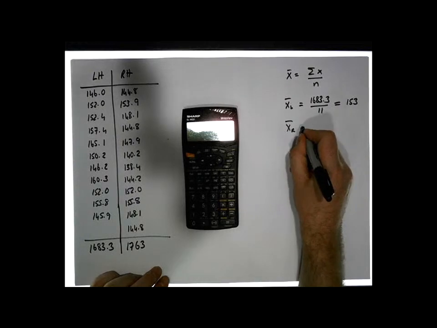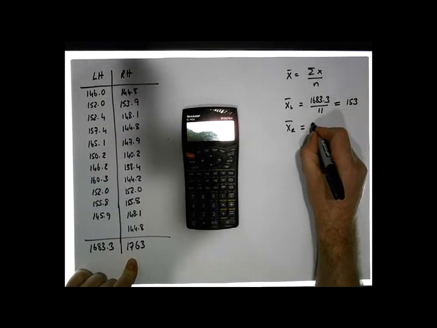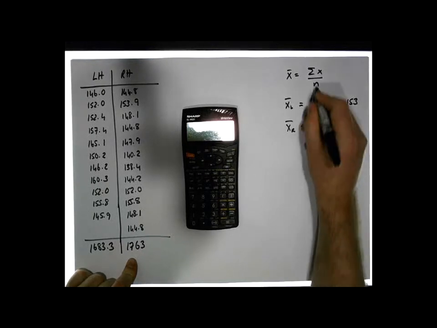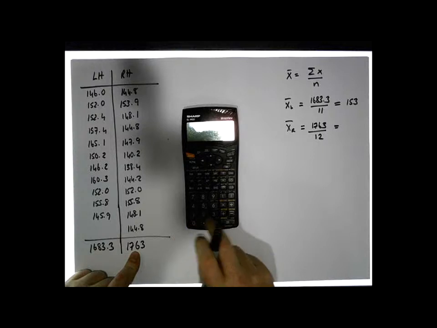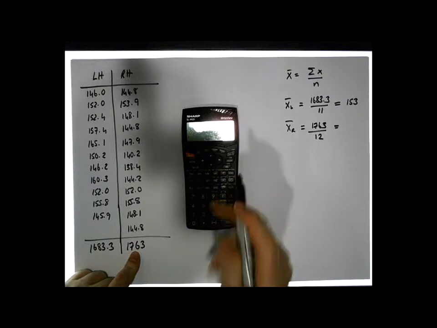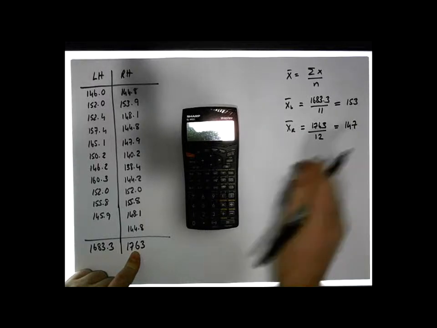But anyway, we now have the mean of the right-handers. It's the sum of the observations, which is 1763, divided by the sample size. There's 12 of them, so divide that by 12. When I divide it by 12, that's 146.9, which is approximately equal to 147. Okay. So there we go.